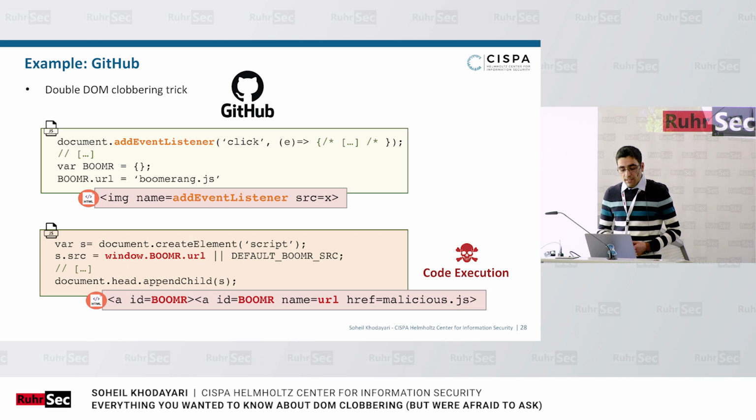And there was this second script that essentially dynamically creates a script, sets its src to window.boomr.url, and then adds it to the DOM tree. And it was possible to clobber this with HTML collections. So we basically create 2 anchor tags with ID boomr, and the second one has a name attribute url and an href attribute malicious.js. So this way, attackers can overwrite window.boomr.url, resulting in arbitrary code execution.